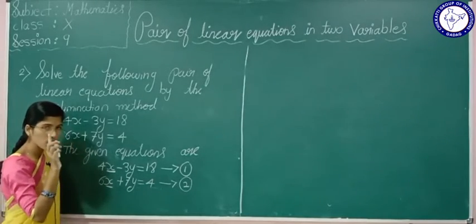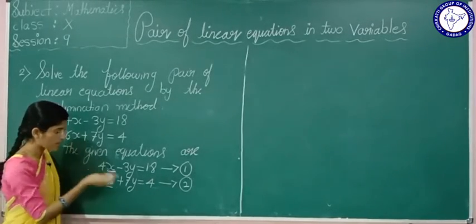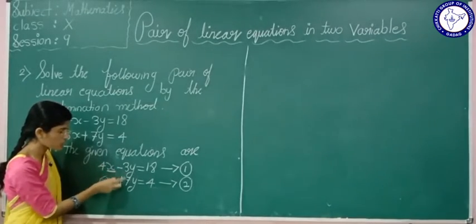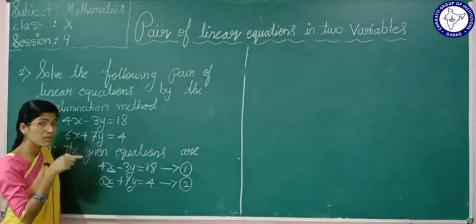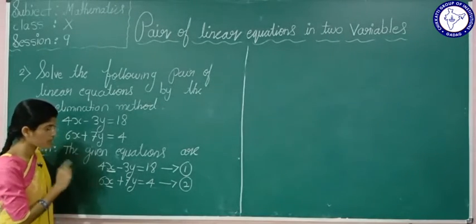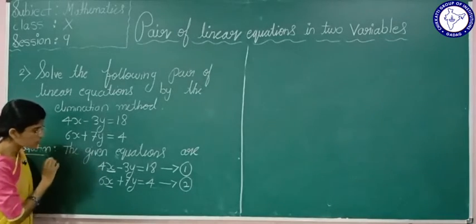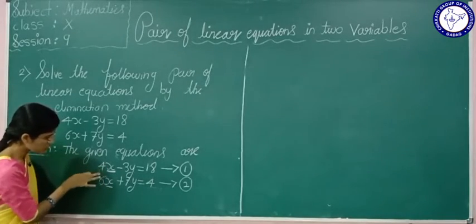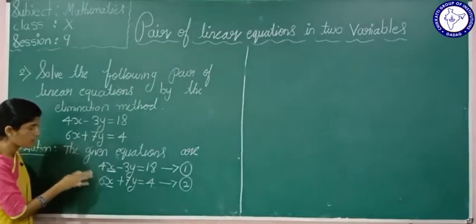Suppose we want to eliminate y, then their coefficients should be the same. First I will eliminate x. Okay, I will show whether, if I eliminate y, the answer will also come the same or not. Now see here, what I do: the coefficients should be the same.